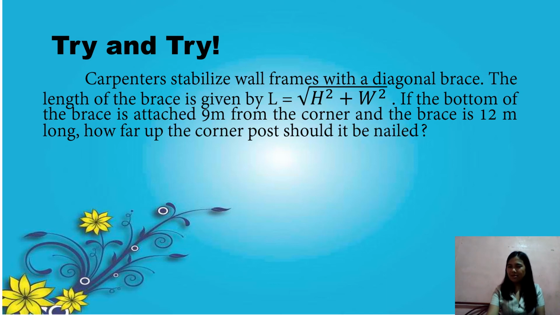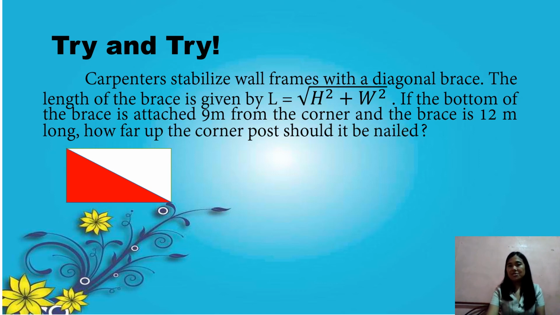Confusing? Okay, so let's start with the wall frame. The problem is all about a wall frame. What is the shape of the wall frame? Frames. Okay, a frame could be a rectangle. Now it is stated here that carpenters stabilize with a diagonal brace, so we have to put a diagonal on this frame. Now, we now have an illustration.